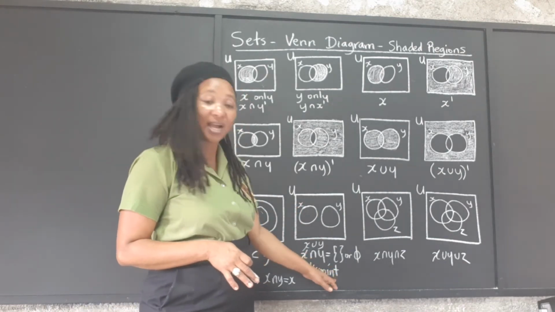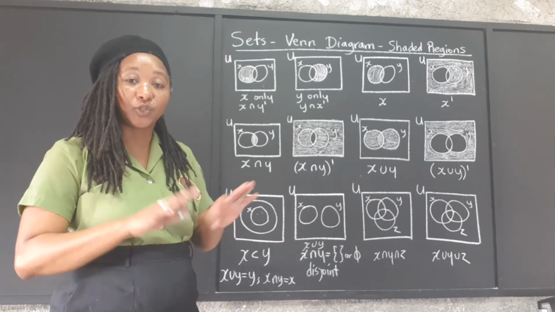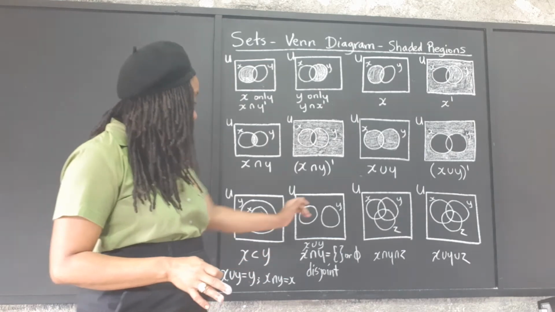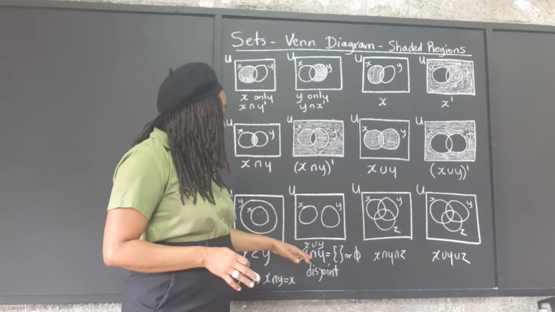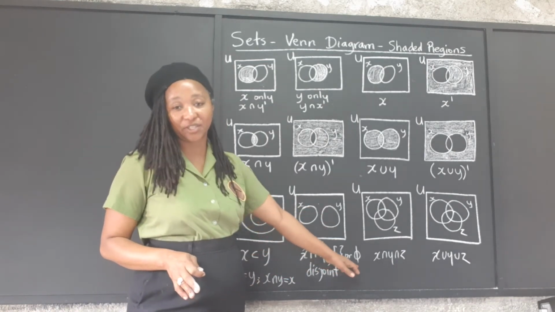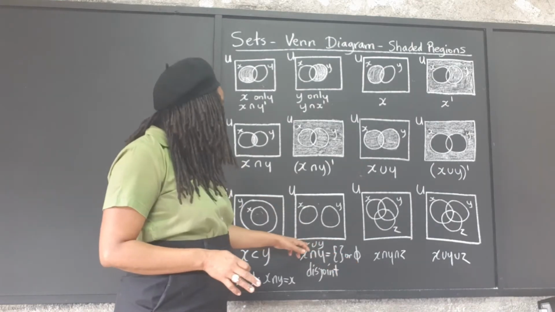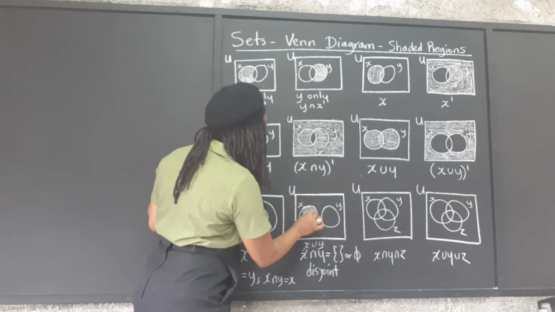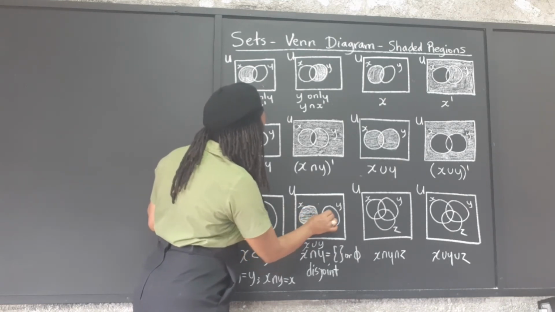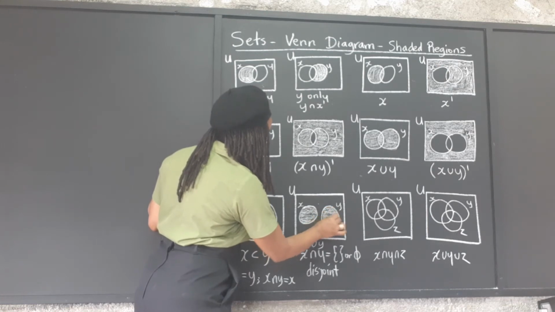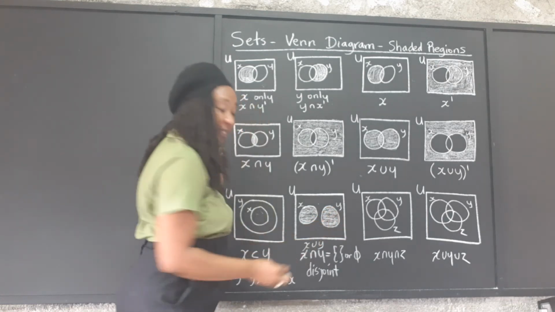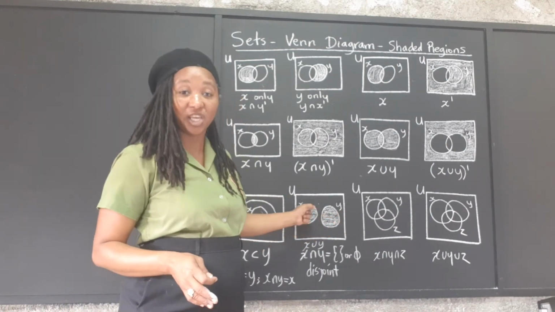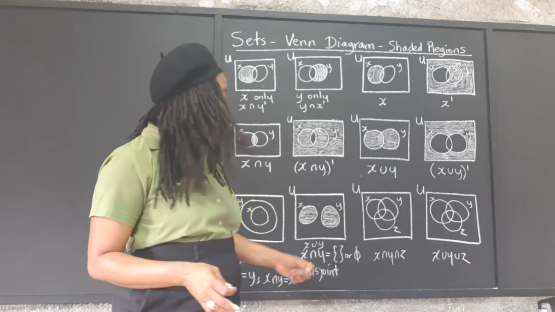Now, if two sets are disjoint, they do not intersect, they don't overlap, there's a space between them. Their intersection is the empty set, the null set. But if we're asked for their union, that we can shade, we just shade both sets. So the union of X and Y, even though they are disjoint, they don't intersect, their union we can still shade. We shade both of the sets.